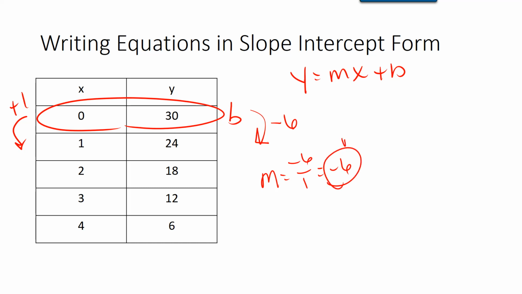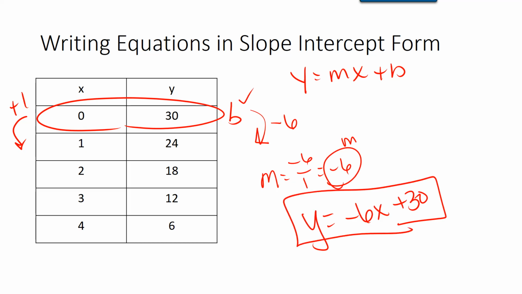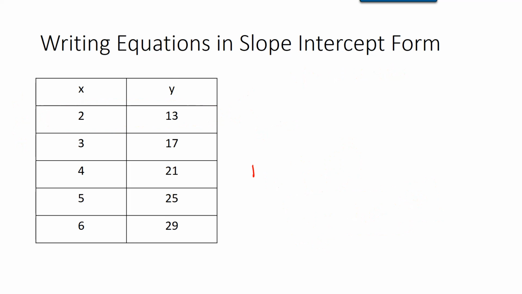So now I have my slope and I have my intercept, so let's write it. y equals -6x plus 30. And there is our equation in slope-intercept form. Great. Last example. Okay, if I look at this table, I notice right off the bat there is no 0 point. So I know that I'm going to have to find the b value.